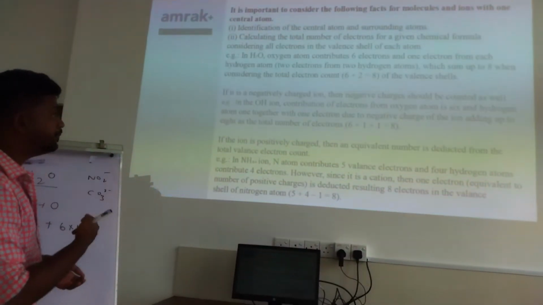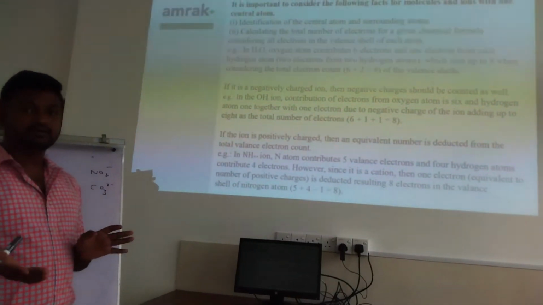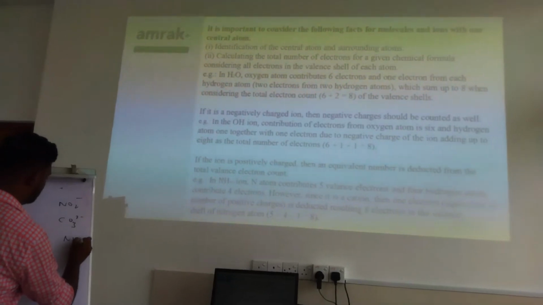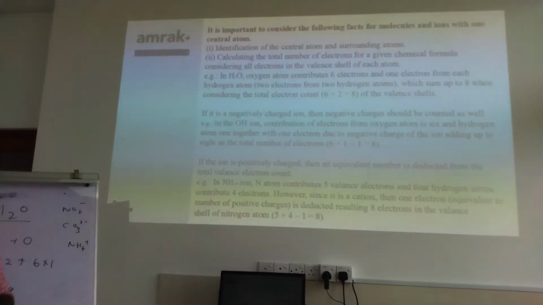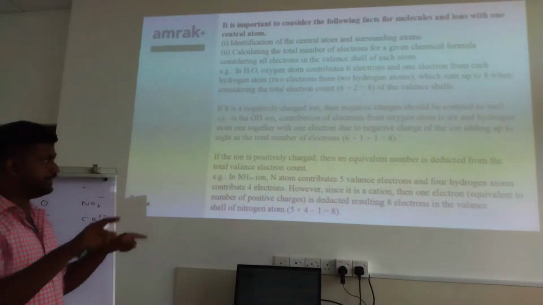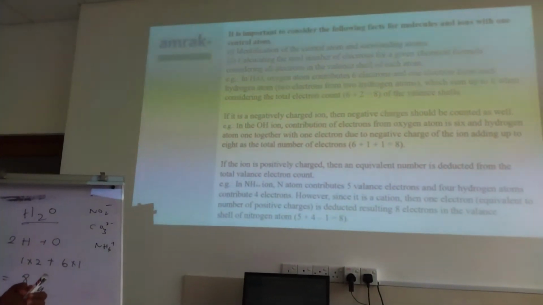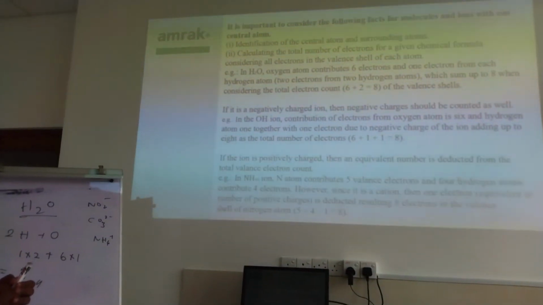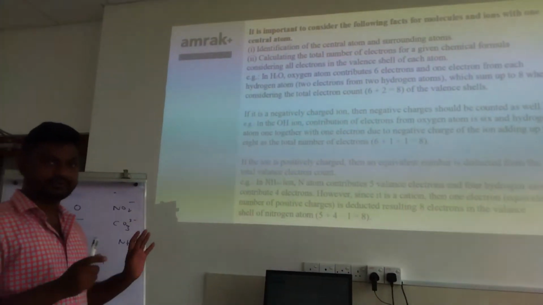If it is a positive ion, vice versa, you have to subtract the electrons. Let's say NH4 plus: you count N plus 4 hydrogen, then you have to subtract 1 electron. That is how you get the complete number of electrons. So if the ion is positively charged, then the equivalent number is deducted from the total valence electrons.